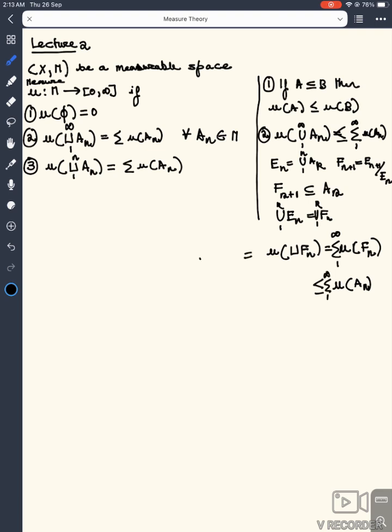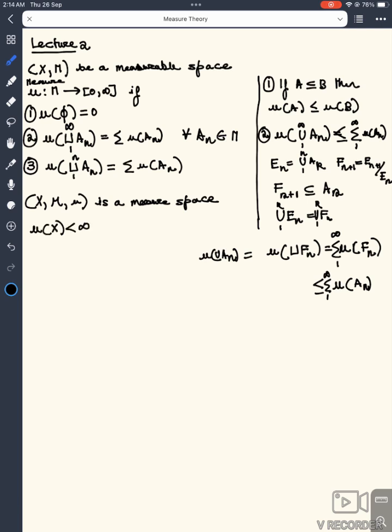Next one, and this one is the important one. There are many pathological examples of measures. But we will mainly work with measures that are most natural and most applicable, that are finite and sigma-finite measures. So (X, M) is a measurable space, and with a measure it is called a measure space.